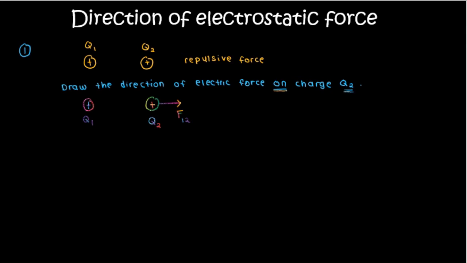Next one is diagram number 2. I give you another example. Let's say we have a negative charge Q1 here and a positive charge Q2 here. One is a negative charge and another one is a positive charge. Negative and positive will produce an attractive force between them. Attractive force means that they will move close together.